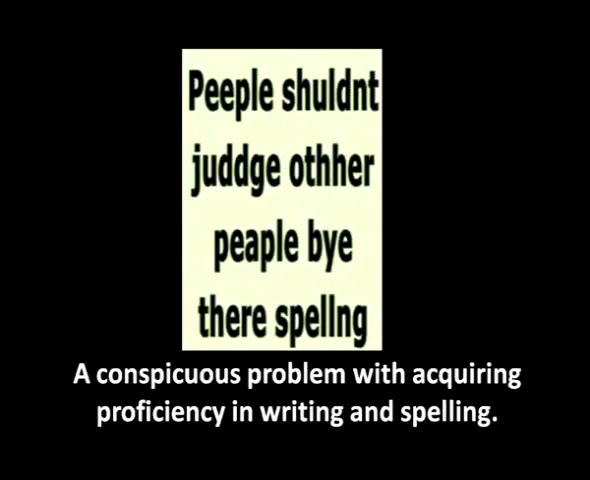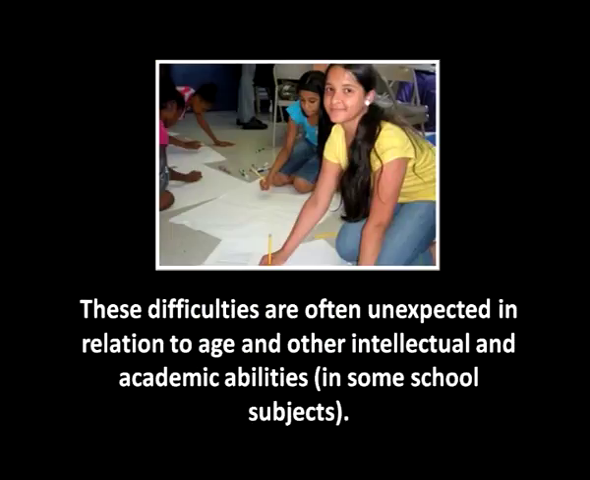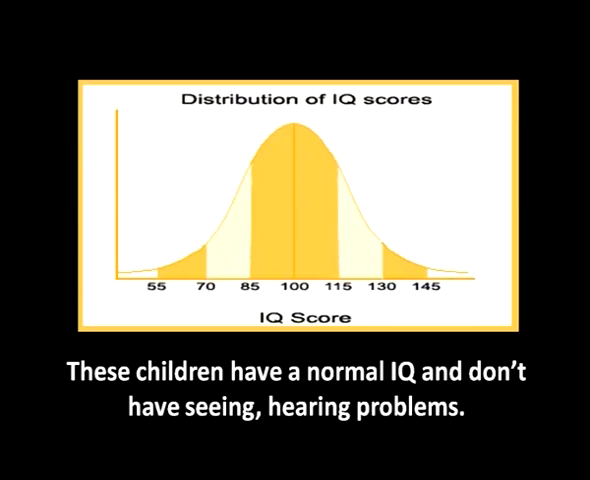Dyslexia is manifested by varying difficulty with different forms of language, often including, in addition to problems with reading, a conspicuous problem with acquiring proficiency in writing and spelling. These difficulties are often unexpected in relation to age and other intellectual and academic abilities. In some school subjects, these difficulties are not the result of a generalized developmental disability.